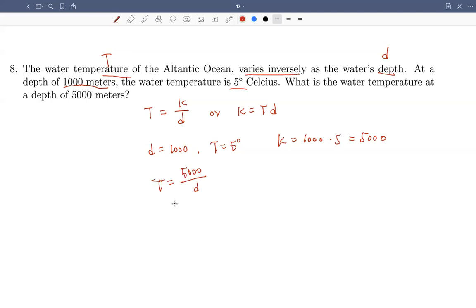Okay, question. What is the water temperature at the depth? So what is T at the depth of 5,000? Or the coincidence, we have two 5,000, right? K equals 5,000. And now the depth is 5,000. 5,000 divided by 5,000 is just 1. So when the depth of water is 5,000 meters, the temperature is 1 degree Celsius.